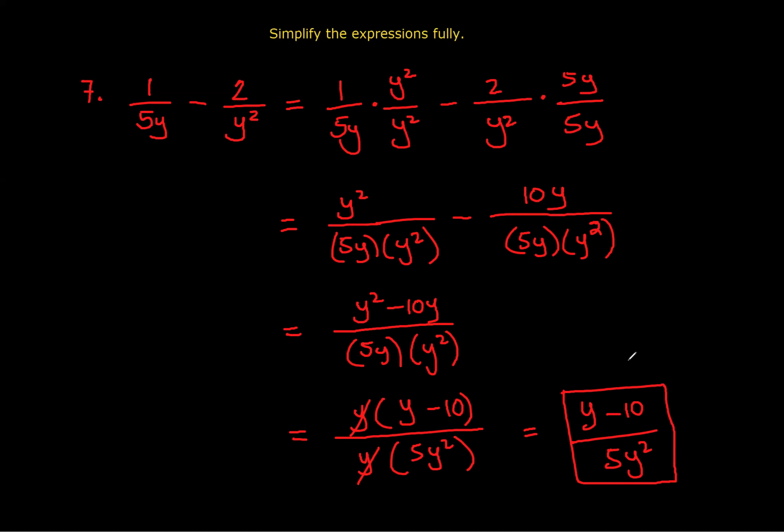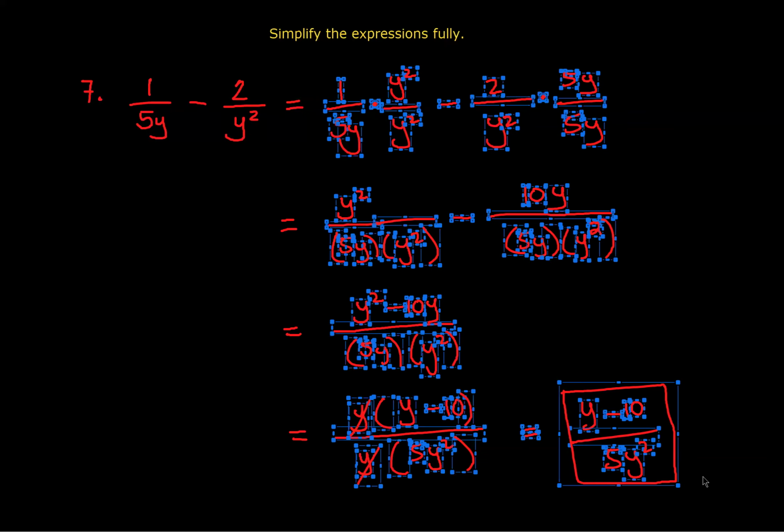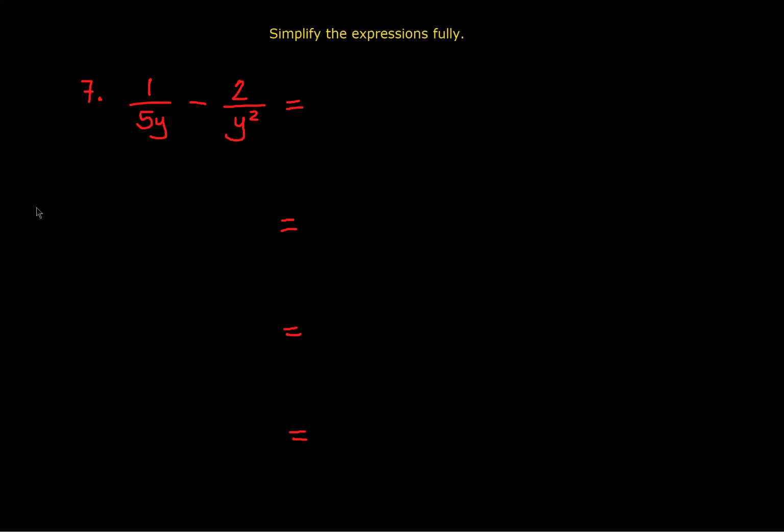The second method is another way of getting the LCD of this fraction. Now let's have some space. Here, we're just going to multiply both the denominators, and we can just have it as 5y times y squared. So 5y divided by 5y is 1. 1 times 1 is 1 minus 5y.